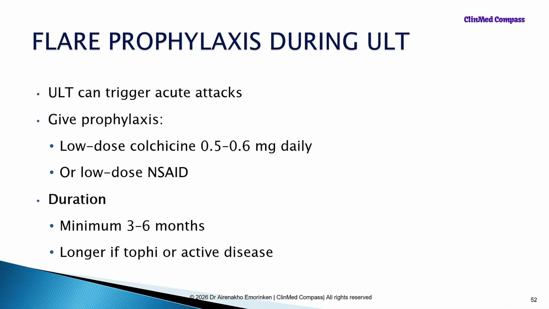Initiating uric acid lowering therapy can paradoxically trigger acute flares by mobilizing crystal deposits. Therefore, flare prophylaxis is mandatory. Options include low-dose colchicine or low-dose nonsteroidal anti-inflammatory drugs. Duration is a minimum of 3 to 6 months, or longer if tophi are present or disease remains active. Never start urate-lowering therapy without a prophylaxis plan. It's a common error with preventable consequences.